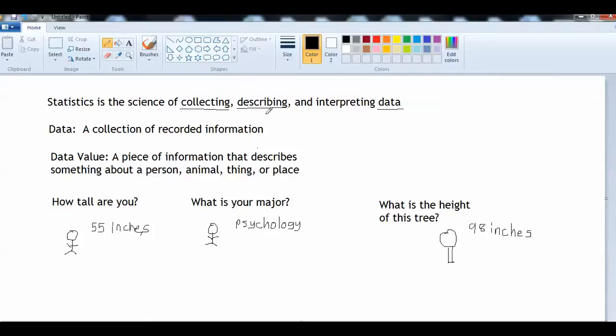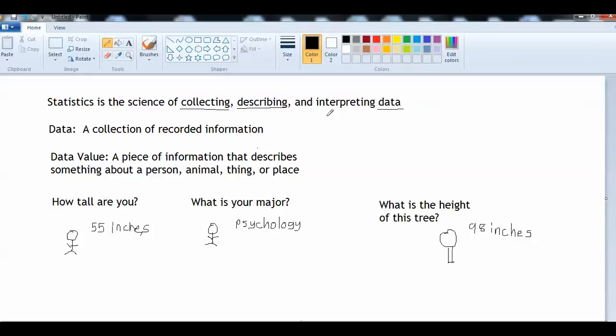And you could say that the process of calculating those averages or those percentages would be an example of describing data. If you create bar charts or line charts, that's also describing data because you're summarizing the data set in a way that makes it easier for other people to understand.